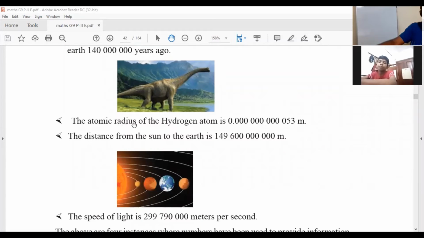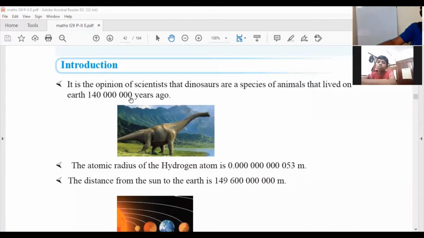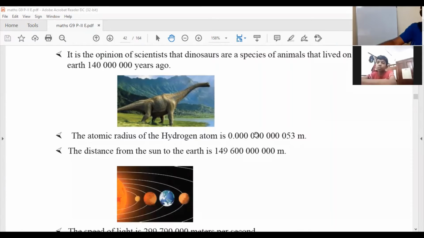The atomic radius of the hydrogen atom is 0.0000000000053 meters. Very, very small value. The previous one was a very, very large value, but here it is very, very small, right?